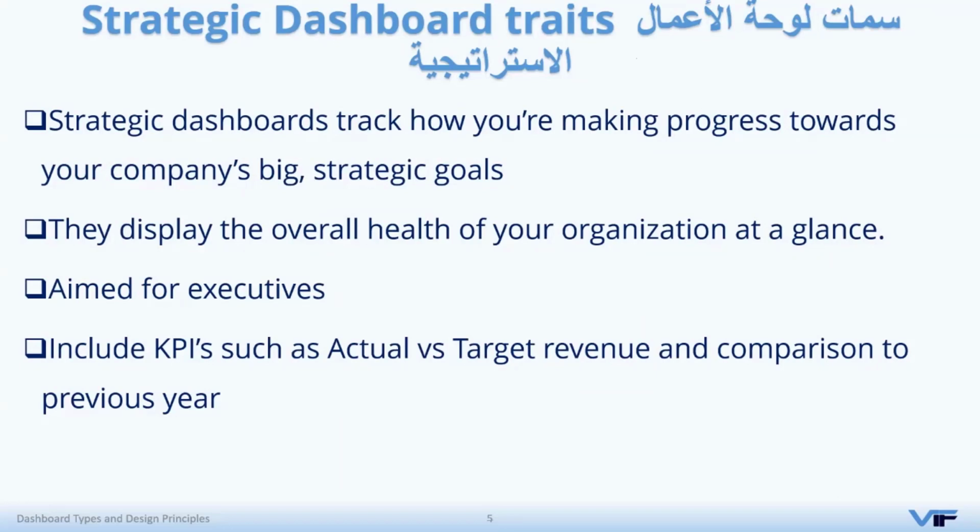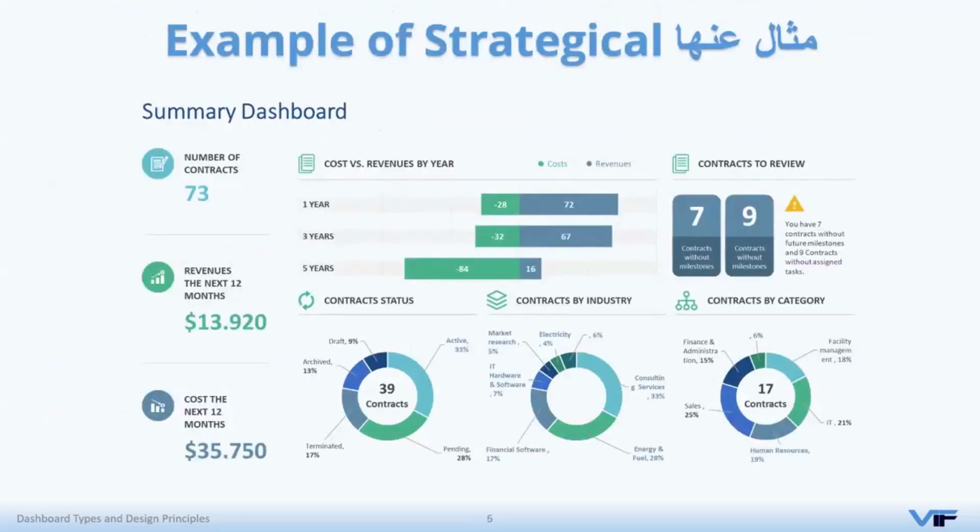The strategic dashboard is aimed at tracking purposes. You usually track a strategic goal, which is a big goal. It quickly displays the health of an organization, is usually used by executives, and includes KPIs such as actual versus target, and so on. Here is an example of a strategic dashboard. You can see that it shows revenues for the next 12 months, costs compared with the revenue, and also some contracts and so on.